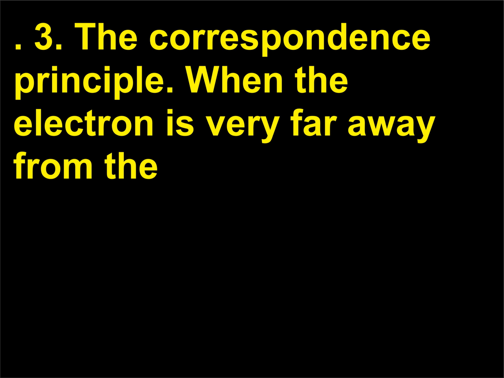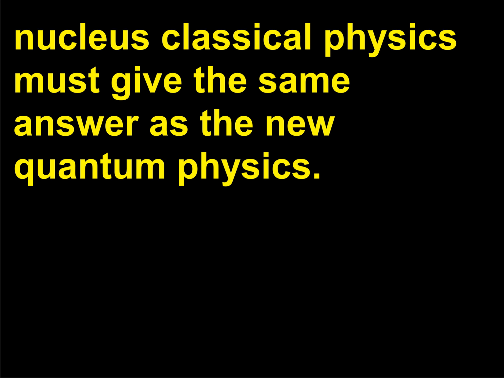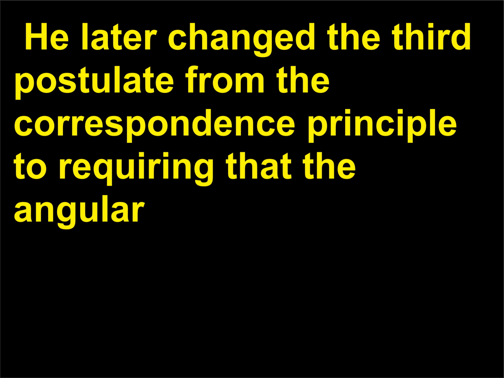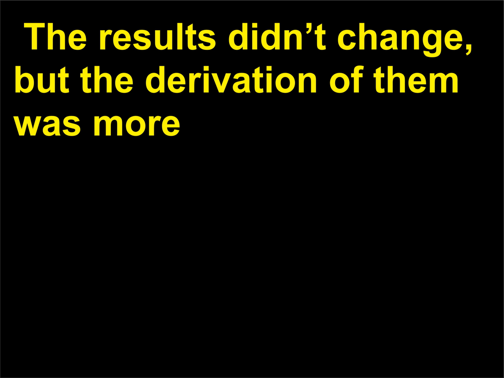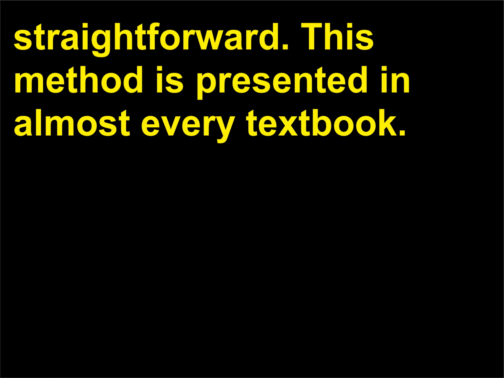3. The correspondence principle. When the electron is very far away from the nucleus, classical physics must give the same answer as the new quantum physics. He later changed the third postulate from the correspondence principle to requiring that the angular momentum of the electron be quantized, that is proportional to an integer called the quantum number. The results didn't change, but the derivation of them was more straightforward. This method is presented in almost every textbook.